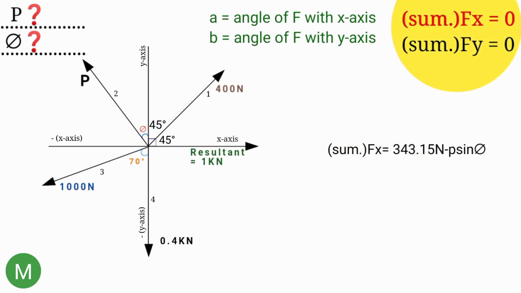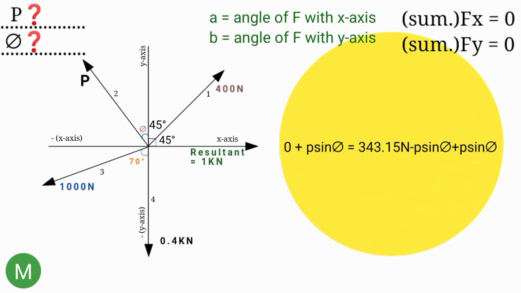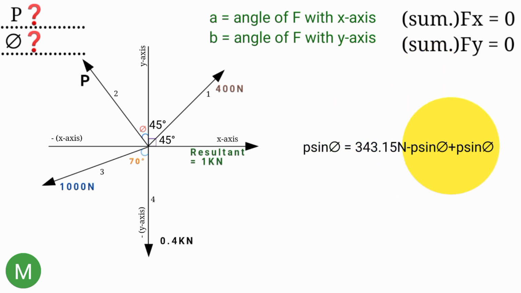But here, we acknowledge that summation of f of x equal to 0. Substituting here now, 0 equal to 343.15 newton minus p sine theta. To bring back p sine theta to this side here, we add p sine theta to both sides now. 0 plus p sine theta equal to 343.15 newton minus p sine theta plus p sine theta. Minus p sine theta plus p sine theta is 0. So p sine theta equal to 343.15 newton.